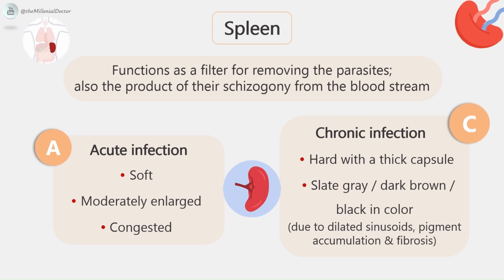In acute infection, the spleen is soft, moderately enlarged and congested, whereas in chronic cases, the spleen does not enlarge as in Kala Azar. It is hard with a thick capsule and slate grey or dark brown or even black in color due to dilated sinusoids, pigment accumulation and fibrosis.